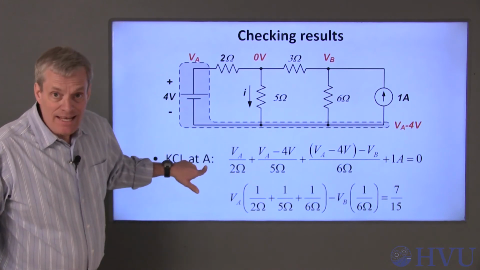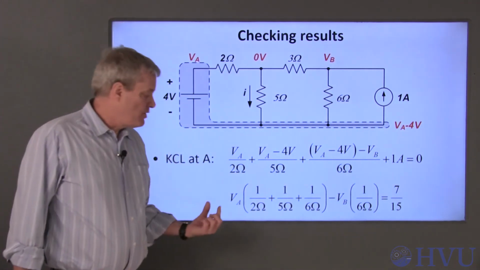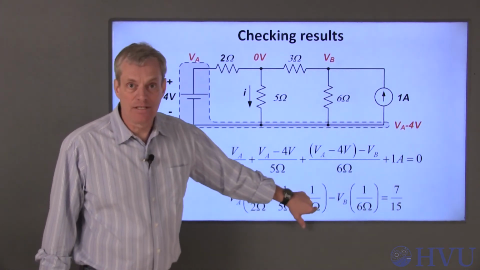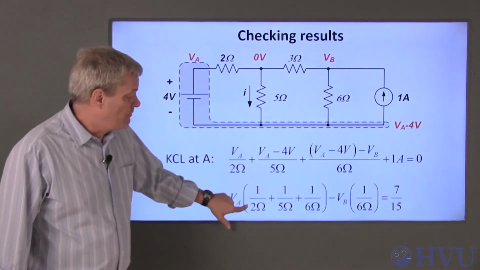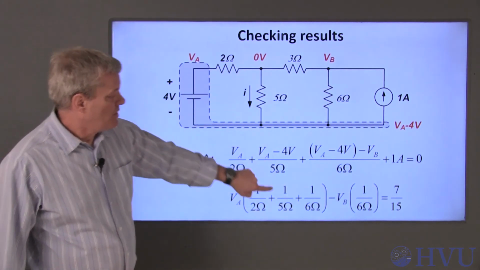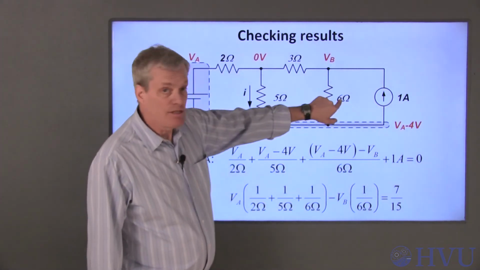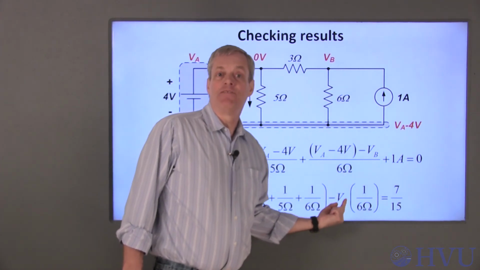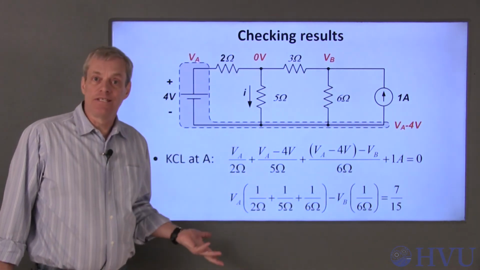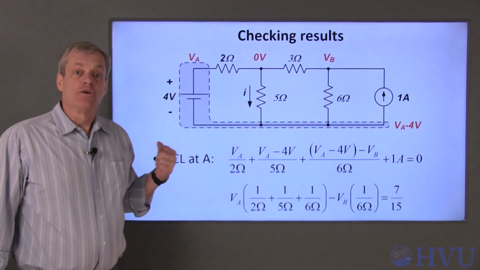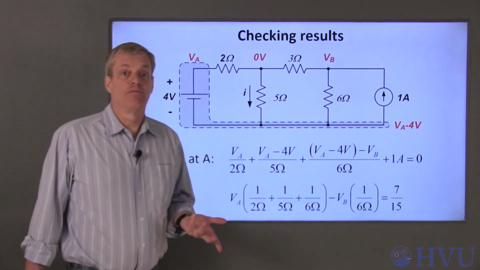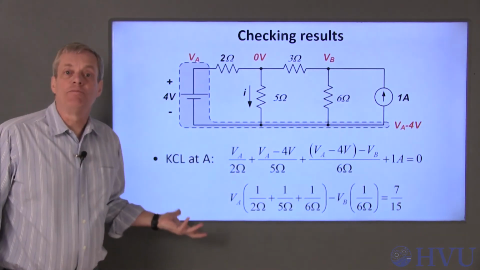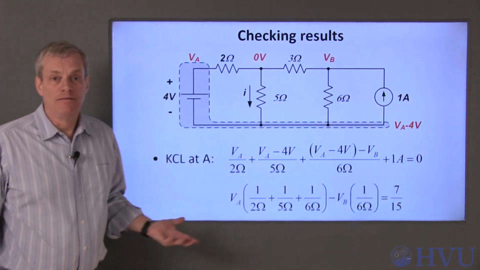So when we do KCL at A, the term multiplying the node voltage VA is the sum of the inverses of all the resistances connected to node A. So VA is multiplied by 1 over 2 ohms, 1 over 5 ohms, and 1 over 6 ohms. The term multiplying VB is the negative of the sum of the inverses of the resistances connecting nodes A and B. So KCL at node A has a term that's the negative of 1 over 6 ohms. This general form applies to any node equation we write.